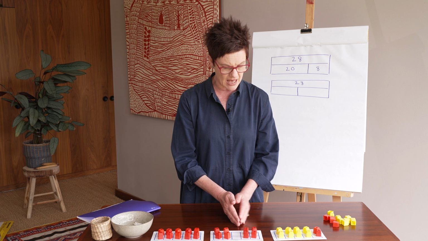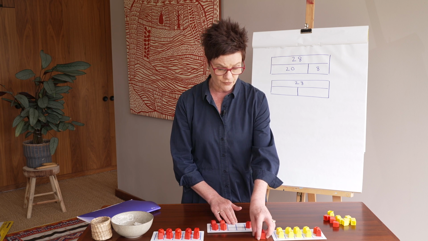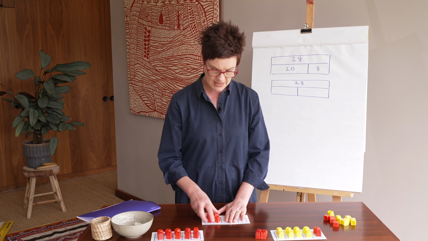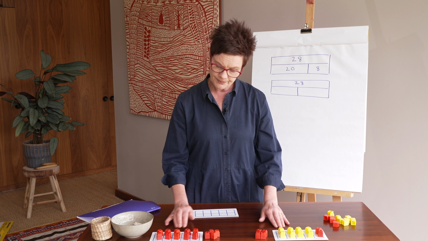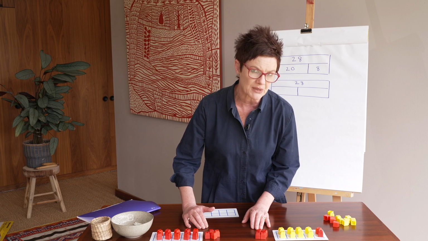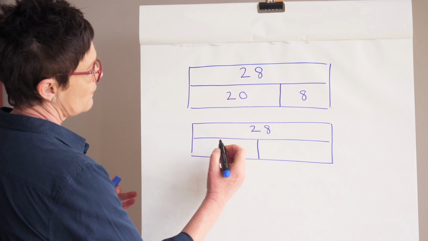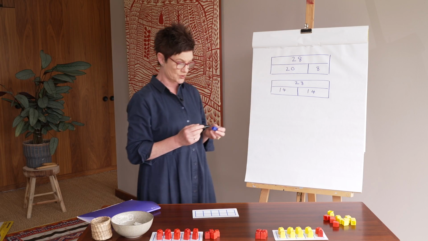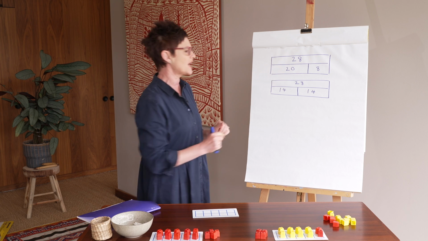So now I have 10 and 4, and now I have 10 and 4, 10 and 4. 10 and 4, 14, 10 and 4, 14. I have been able to split my number 28 into 14 and 14. That is quite beautiful, and the reason why even numbers are wonderful.